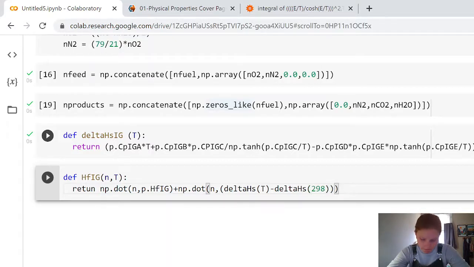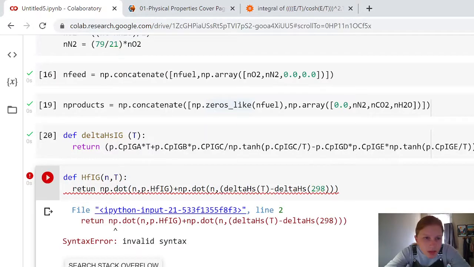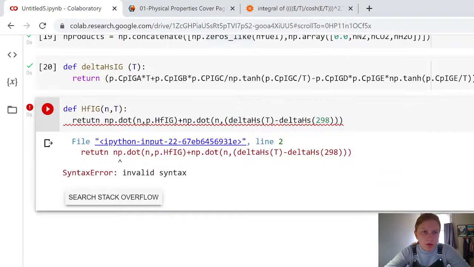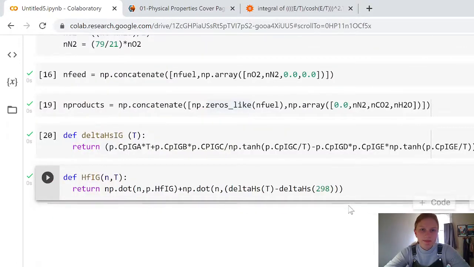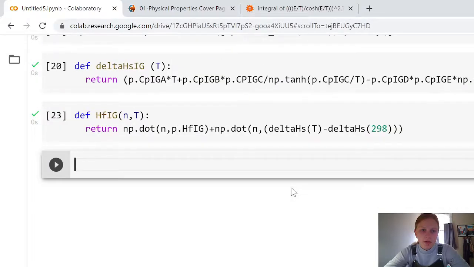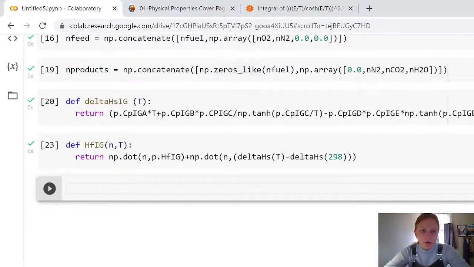Okay, let's see if that worked. Why is my return thing not working? Oh, because I didn't spell return right. Oh my gosh, I gotta slow down. There we go. Alright, so now we're almost done.